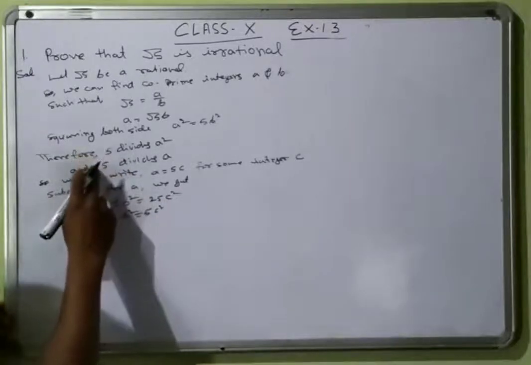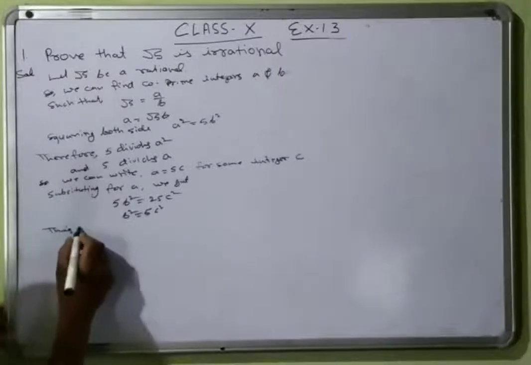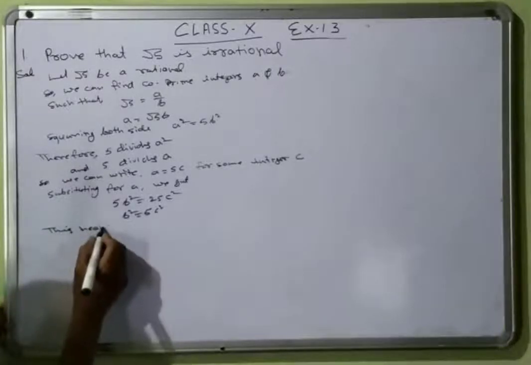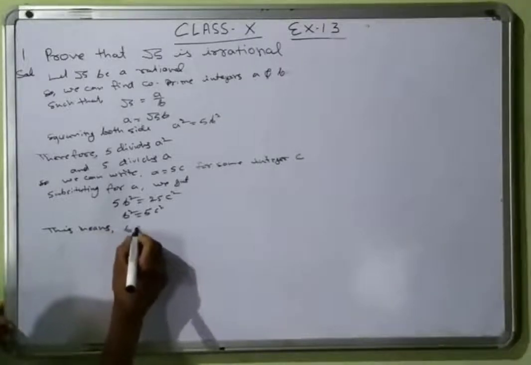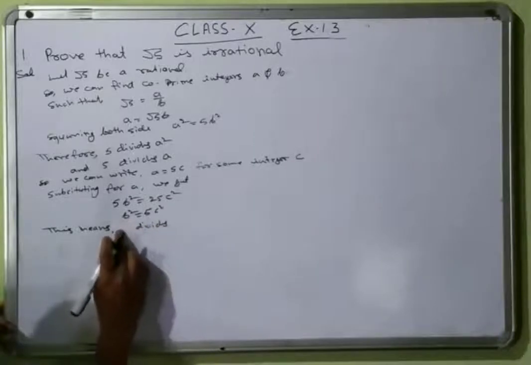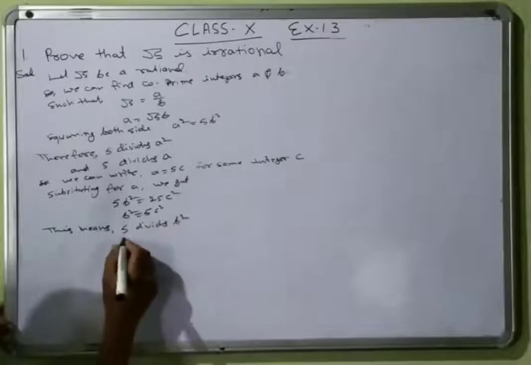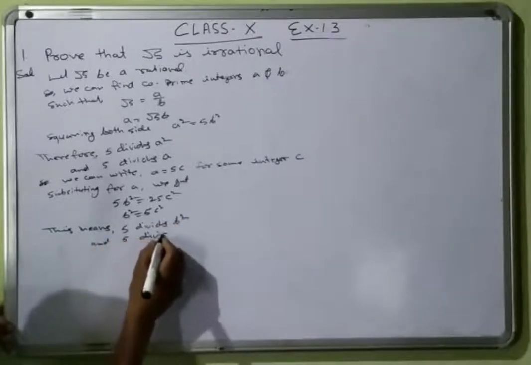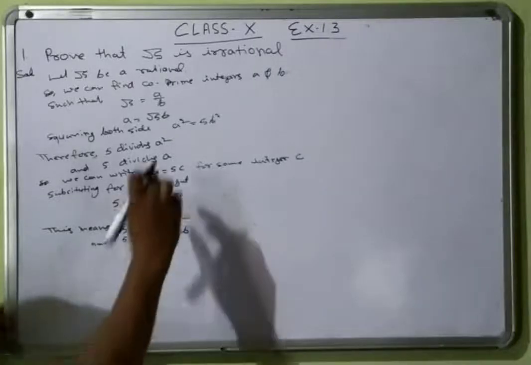This means 5 divides b square and 5 divides b also. Same line comes here.